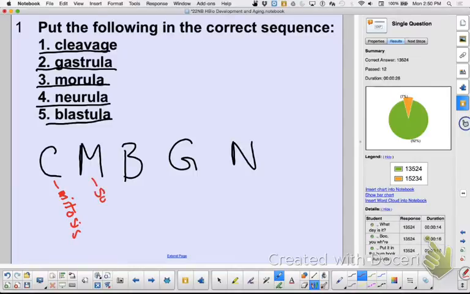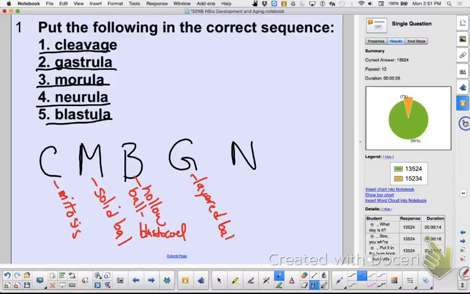Solid ball of cells. Good. Solid ball. Okay, what is blastula all about? Hollow ball. Hollow ball. And what's the cavity inside called? Blastocele. Good. Okay, and what's gastrula all about? Layered ball. And what are those layers?